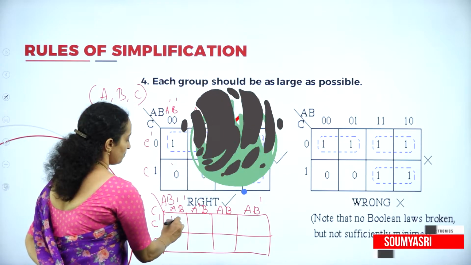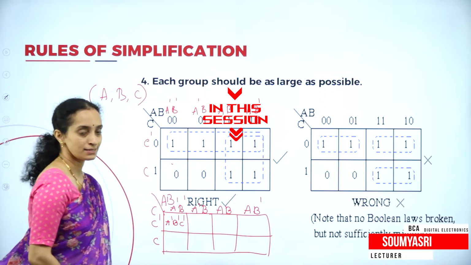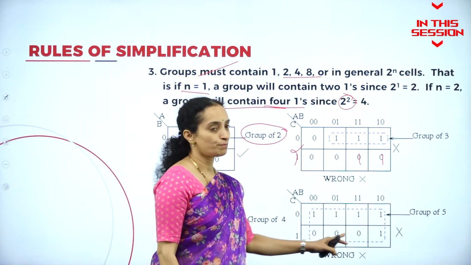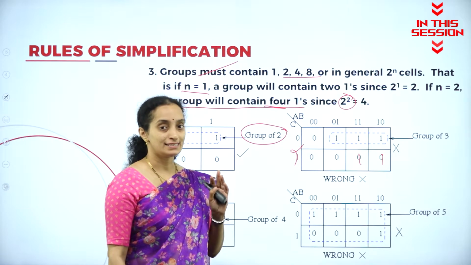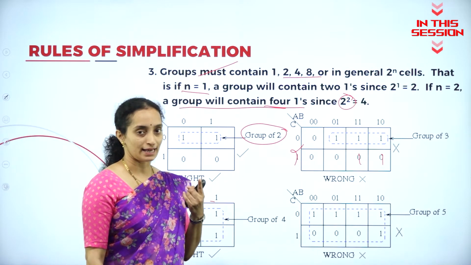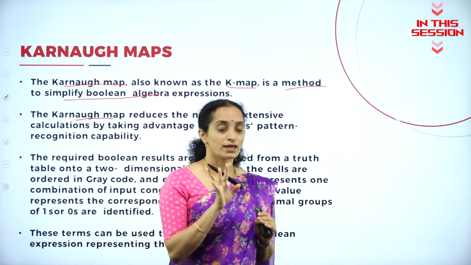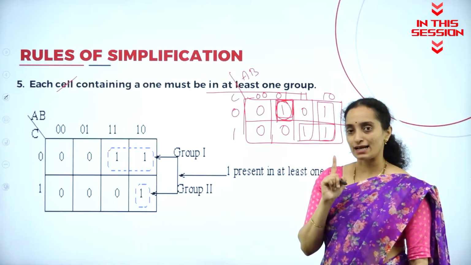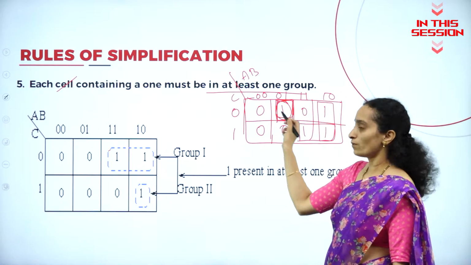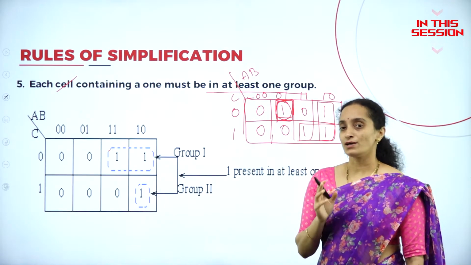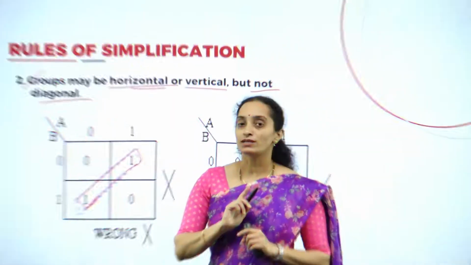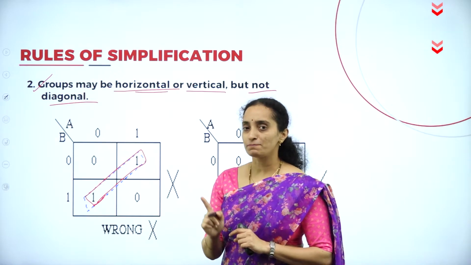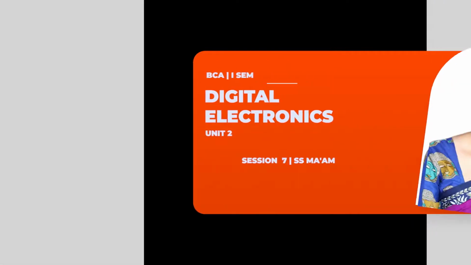A dash, B dash, C dash represents 0. You must do grouping 2, 4, 8, 16, that is 2 to the power of n. If we have 4 variables, we can have 16 min terms and 16 max terms. A single one present in that cell, no adjacent ones, then you can make the group of only 1. We cannot further simplify the algebraic expression. You must keep the algebraic expression.